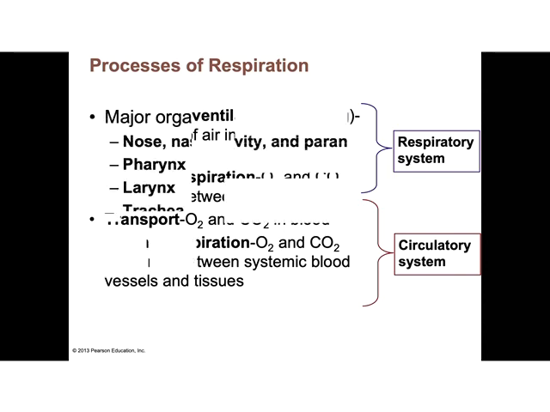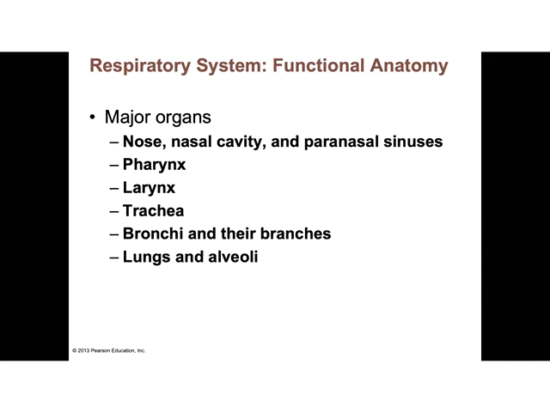Our respiratory system is pretty simple. It starts at the nasal cavity, and then it runs to the nasopharynx, then the oropharynx, then the laryngopharynx, and then it's going to go down the larynx, then into the trachea, and then into the bronchi, and then into the lungs and the alveoli.